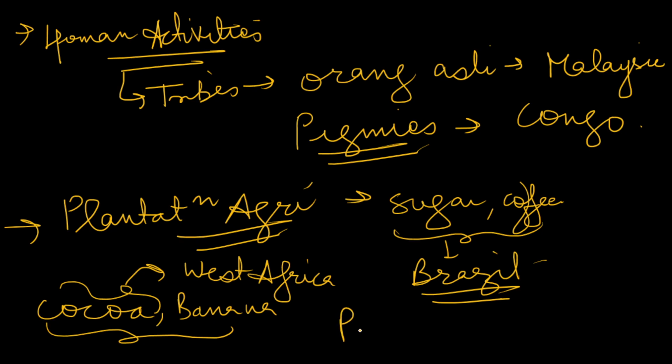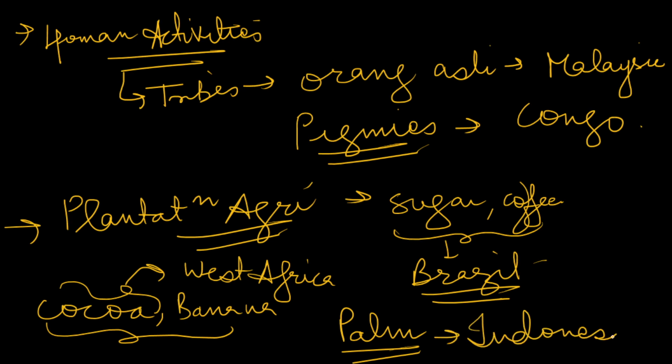You will find palm oil in Indonesia, Malaysia, Philippines, but generally the major producer is Indonesia. I think more than 85% of the palm oil is from these regions only, Indonesia, Malaysia, Philippines, and other regions, that is Southeast Asian nations. So this was about the equatorial climate.